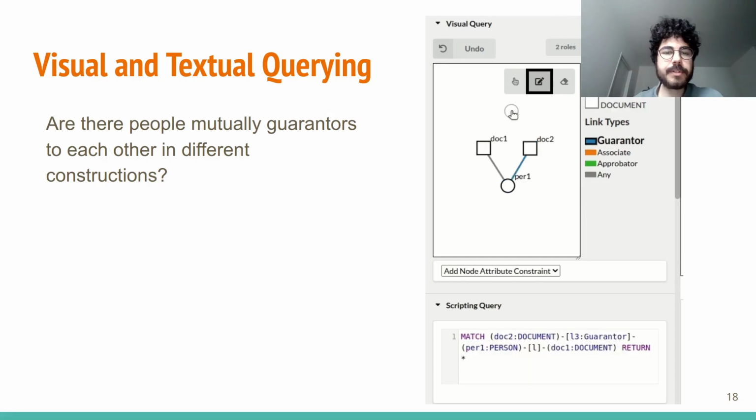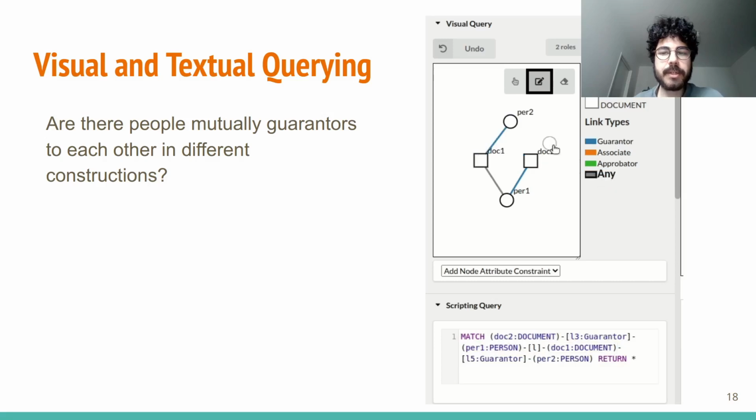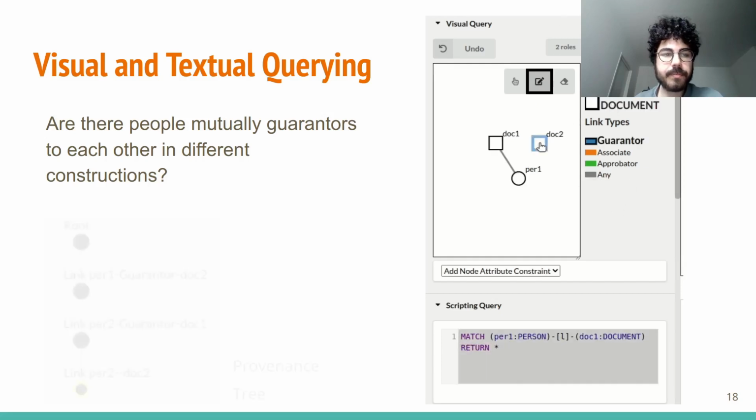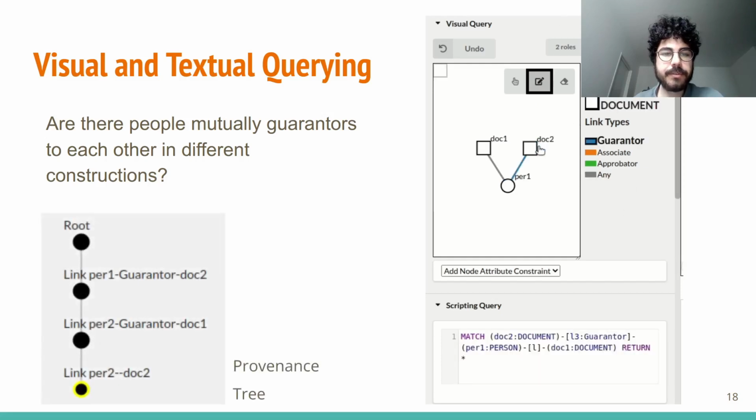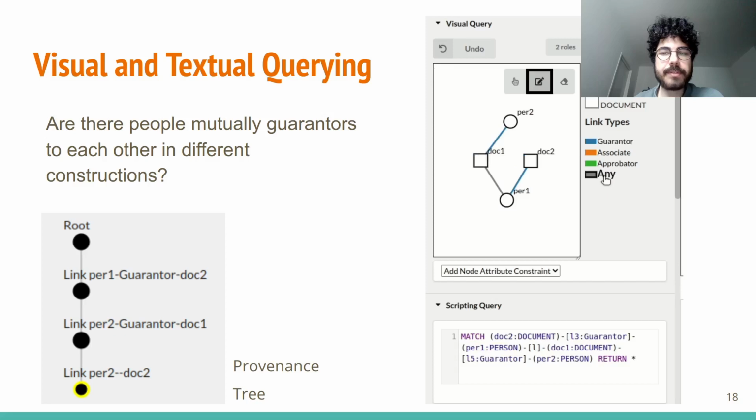The visual query is translated into the Cypher query language that is shown and directly modifiable in the interface. The visual and textual representation of the query are therefore synchronized. Here is the associated provenance tree that corresponds to the constructed query. The user can go back to any previous step of the query construction to explore a different path.